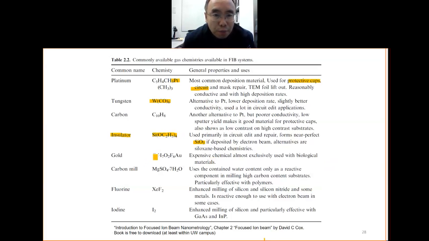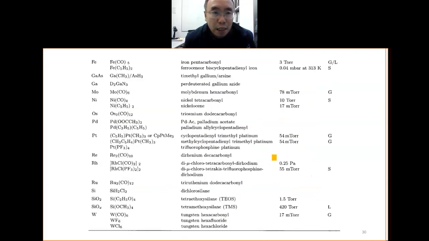The gold, I have never seen it because this precursor gas is very expensive. Some labs have it, but normally the shared facility does not have gold. This one is used to help the etching of silicon or silicon nitride or silicon oxide. This is for the etching purpose. There are also other gases for different materials.